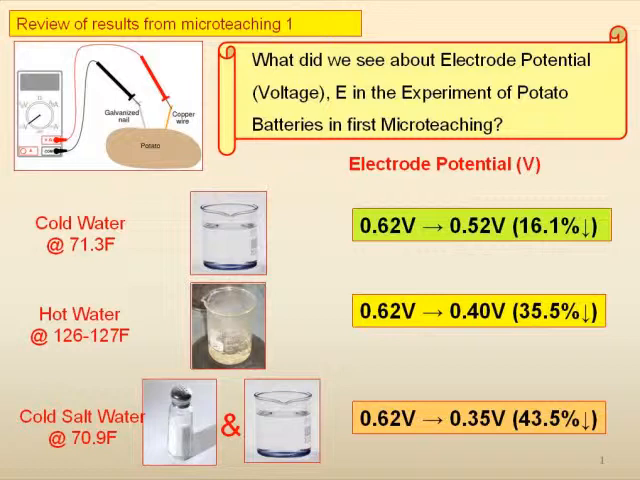If you look here, you remember that the electrical potential of the potato battery was 0.62 volt at the beginning. But after the potatoes were submerged in cold water, hot water, and cold salt water for a long period, the potential became 0.52 volt, 0.40 volt, and 0.35 volt respectively, a drop of 16.1% to 43.5%.